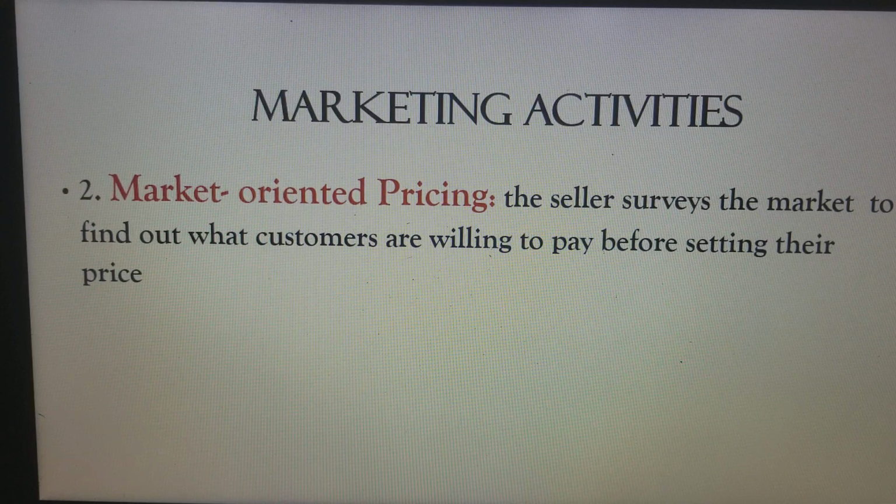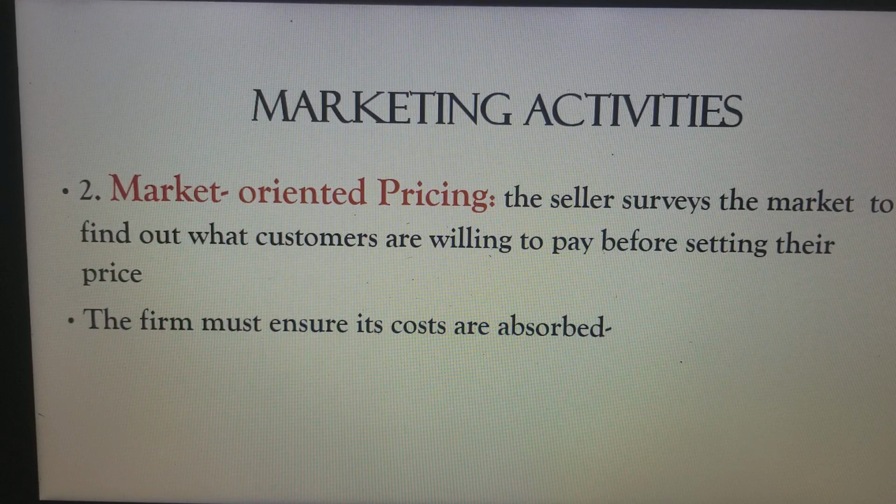Now you have a second method of pricing called market-oriented pricing. The seller surveys the market to find out what consumers are willing to pay before setting their price. This is very important now, right? In the other method, you are simply looking at the benefit up to the cost to the business first, guaranteeing that all costs are taken care of before you put out your selling price. In this case, the market-oriented pricing is really checking out there now to determine, yes, the elasticity of the consumer in terms of what they are willing to pay for the goods.